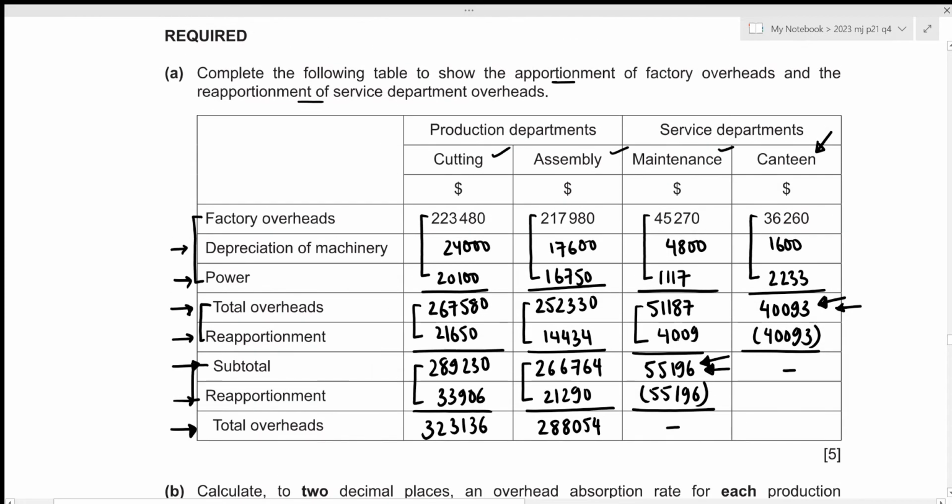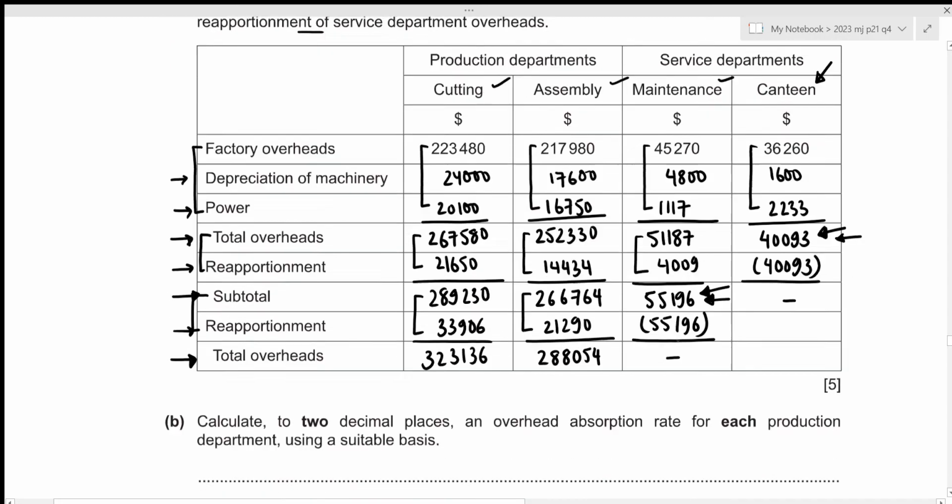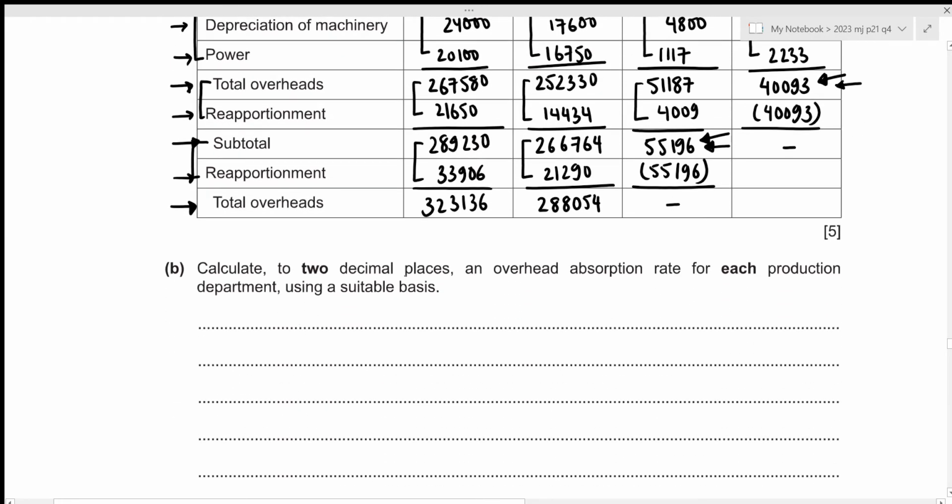Alright, this concludes the first part of this question. We can now move towards the second one. We now need to calculate to 2 decimal places an overhead absorption rate for each production department using a suitable basis. Okay, let's figure it out for our cutting department.